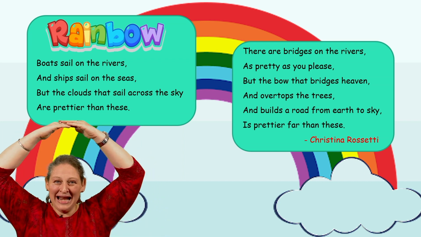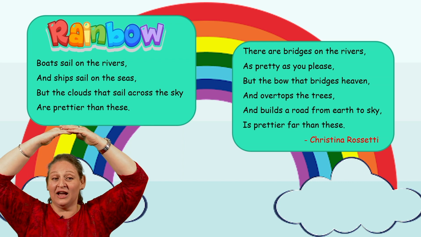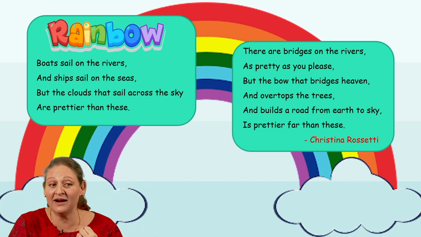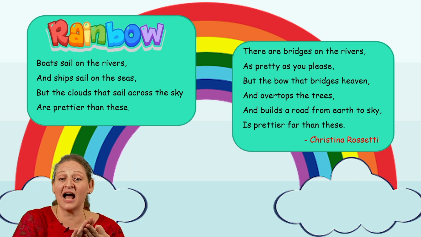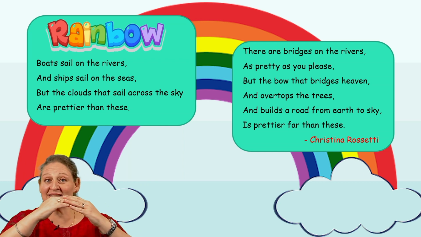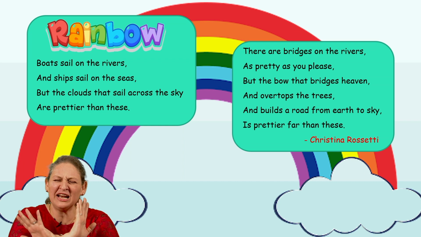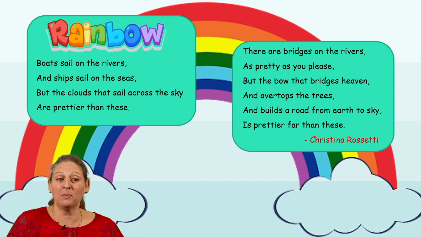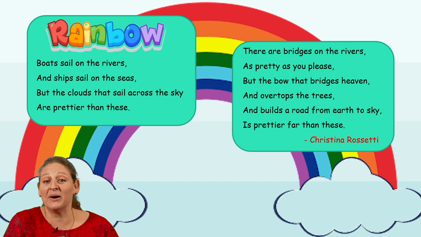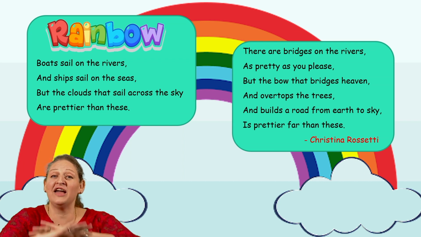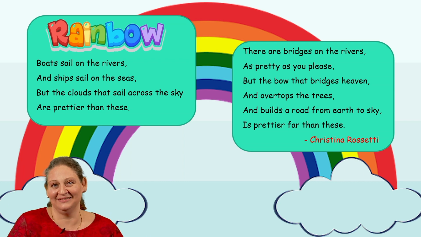Yes, the rainbow. The rainbow is prettier than the boats on the river, the ships on the sea, the clouds in the sky, or the bridges over the rivers. It's prettier than everything. Our poem says that boats sail on the river, ships sail on the sea. It says clouds are prettier than the boats and the ships, but then it tells us that rainbows are prettier than everything. Right?